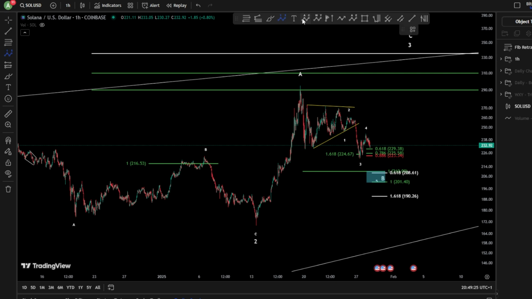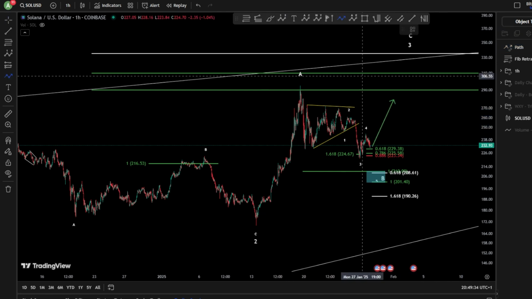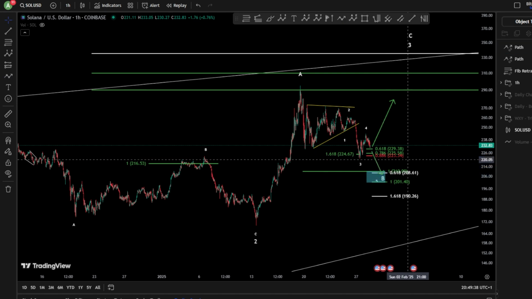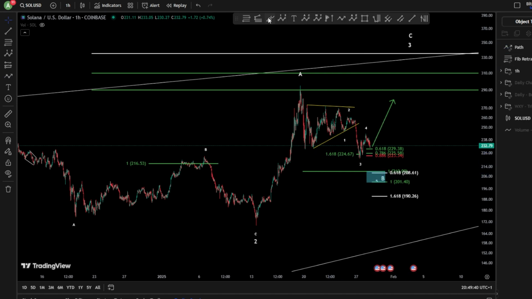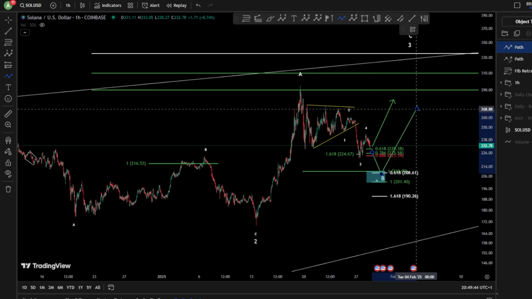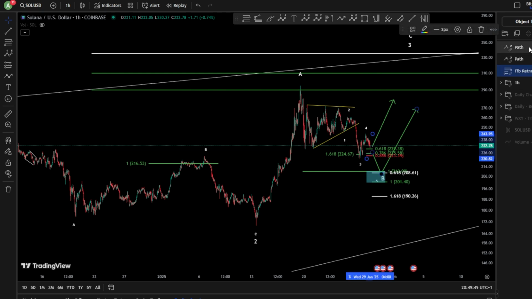I'm going to keep only a path here just as an arrow, just in case that happens tomorrow. Just to remember that we have those two bearish scenarios, like this. Let me readjust this one, like this, and moving up again. Those are the scenarios that I'm looking for for Solana.